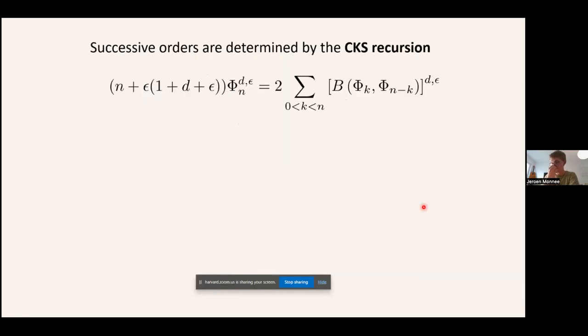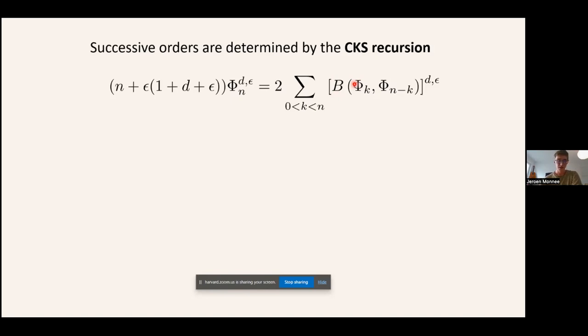So now you plug this decomposition into Nahm's equations, you pray a bit, and then lo and behold, you find a recursion relation, which we call the CKS recursion. So what is it saying? It is saying that these phi sub n's are determined in terms of phi sub k's with k less than n, right? So phi n is determined in terms of all the previous ones, which is a recursion relation that you want to have. So here this b is just some bilinear form, which you can write down explicitly, but it's a bit too ugly to put on the slide.